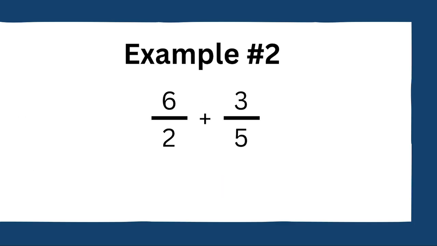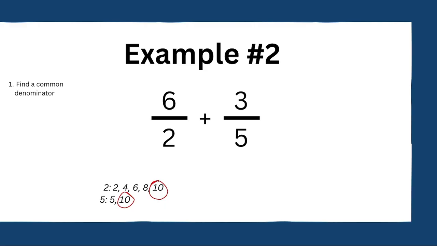Going on to my second example, I have 6 over 2 plus 3 over 5. My first step is to find a common denominator. So I'm going to write out a list of multiples of 2, and a list of multiples of 5. I see that they both stop at 10. That's the common denominator, the minimal number I'm going to go to for them to have a common denominator.